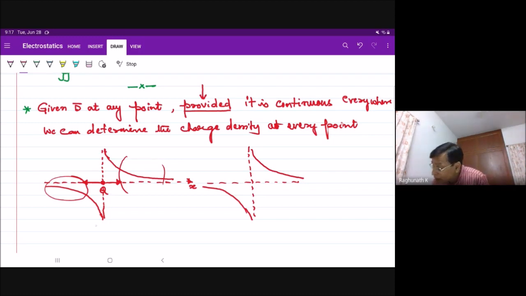When I say that this is the field distribution of a point charge, no other charge is there, only one charge creating the entire field. This is a line charge. This is actually an infinite discontinuity. If a function is discontinuous at a point, at that point it is not differentiable. Correct? Next.